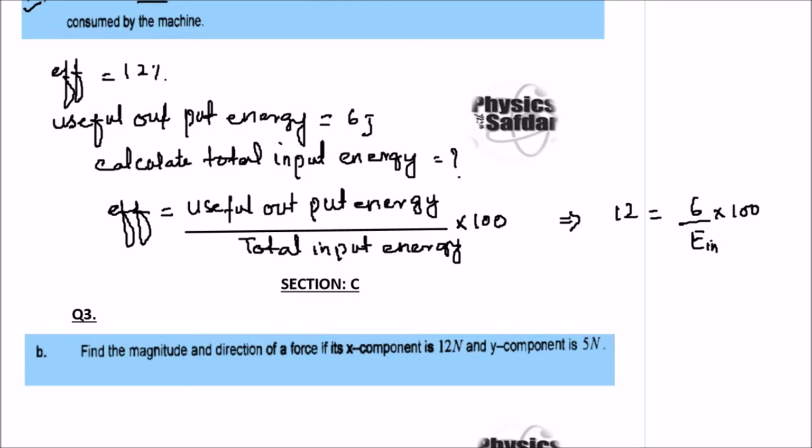Now make input energy as the subject. So you can do that. Energy input is equals to 6/12 times 100. After the simplification, we get 50 joules, and that is the final answer.